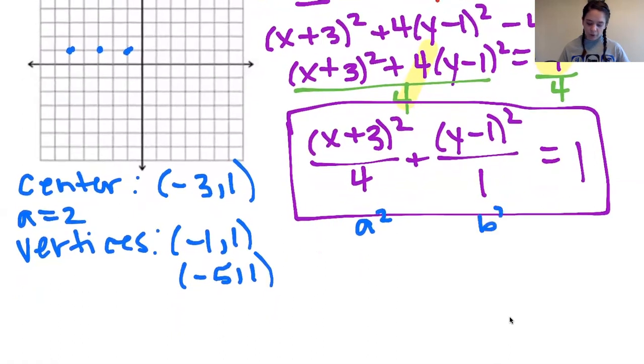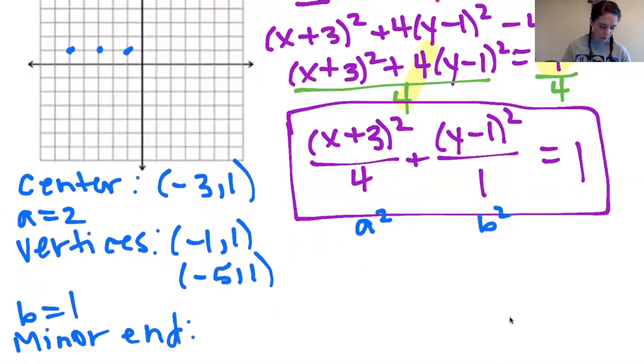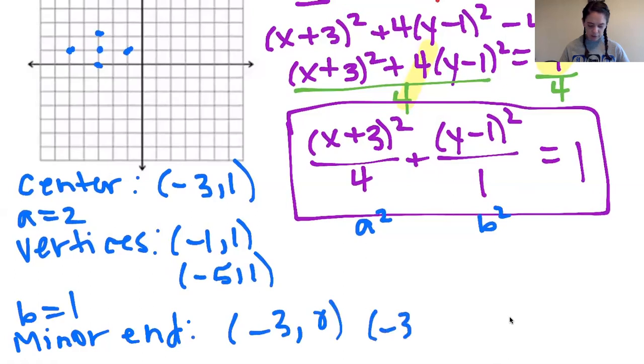We know that this is b squared here, so we know that b is 1. So our minor endpoints are going to be up 1 and down 1 from our center. So these are at negative 3, 0 and negative 3, 2. All right, let's see if I can draw this. Ooh, that actually wasn't so bad. So there's our ellipse.